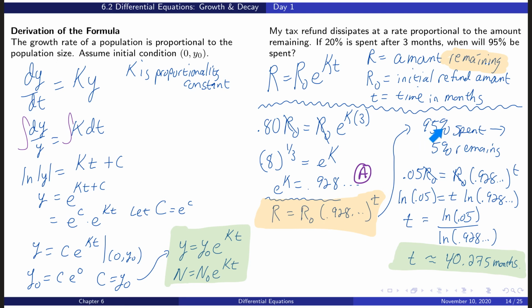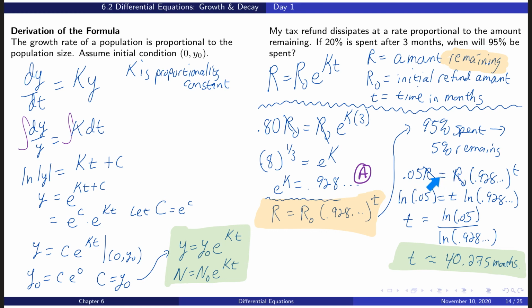So continuing on, 95% spent means that 5% remains. So again, I'm going to take my remaining variable and call it 0.05 of the initial, 0.05 R0. The right side is this growth term, 0.928 raised to the t. This A circled means that I stored this number in the memory of A on my calculator. You do not want to round this. If you round in exponential functions, you could be way off. So whatever number you get here, immediately store that in A.